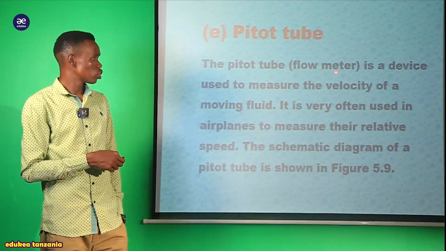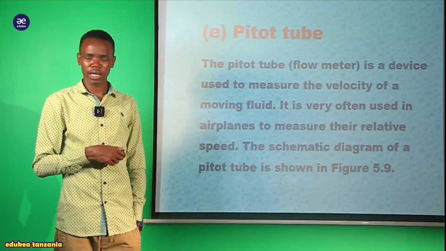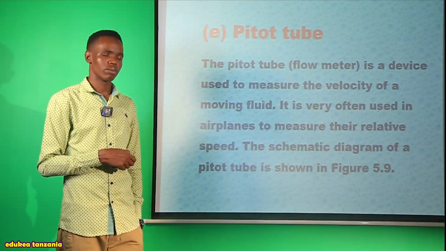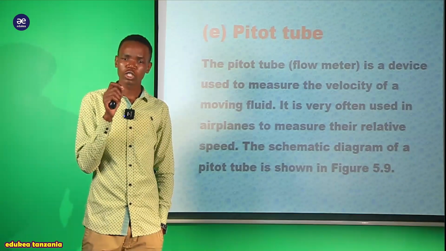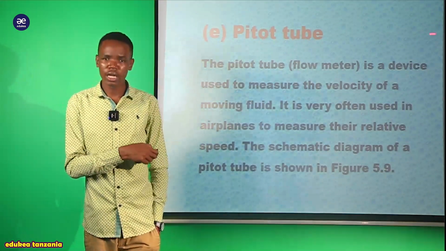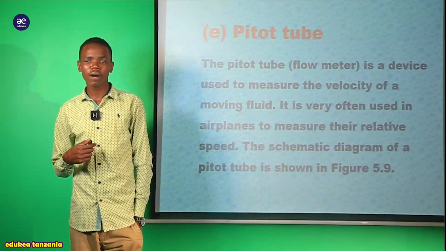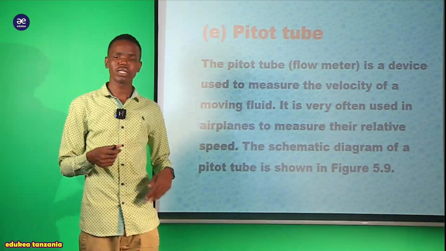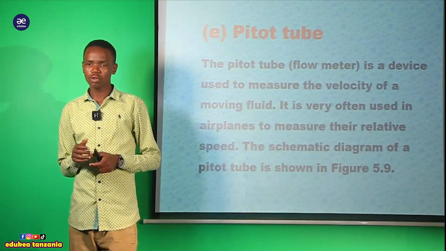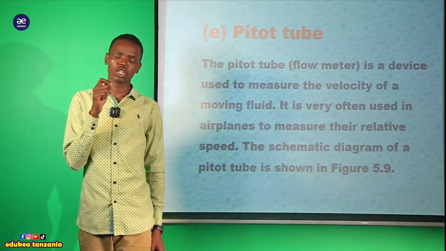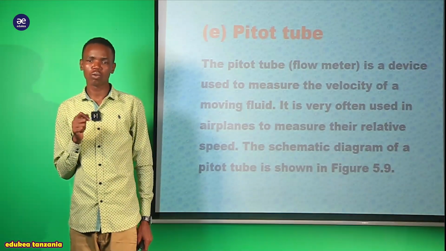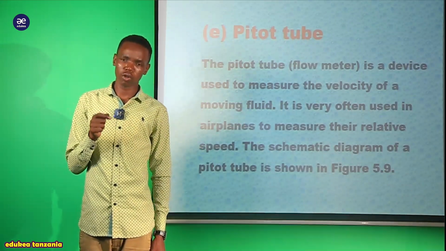So the pitot tube, or sometimes tunaita ni flowmeter, this is the device used to measure the speed of the moving fluid. Kwa pitot tube ukiambiwa kudefine, ambao sometimes tunaita ni flowmeter, hiki ni kifaa ambacho kinatumika kuweza kupima the speed of the moving fluid. As we want to determine the motion of the fluid, we use the pitot tube so as to determine it.